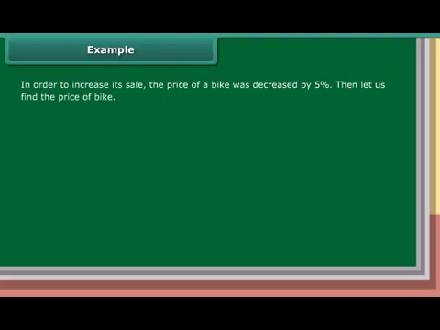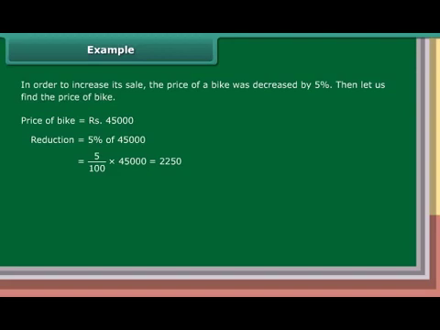₹54,000. In order to increase its sale, the price of a bike was decreased by 5%. Then let us find the price of the bike now. Price of bike is equal to ₹45,000. Reduction is equal to 5% of 45,000, which is equal to 5 upon 100 into 45,000, which is equal to 2,250. New price is equal to old price minus reduction, which is equal to ₹45,000 minus ₹2,250, which is equal to ₹42,750.